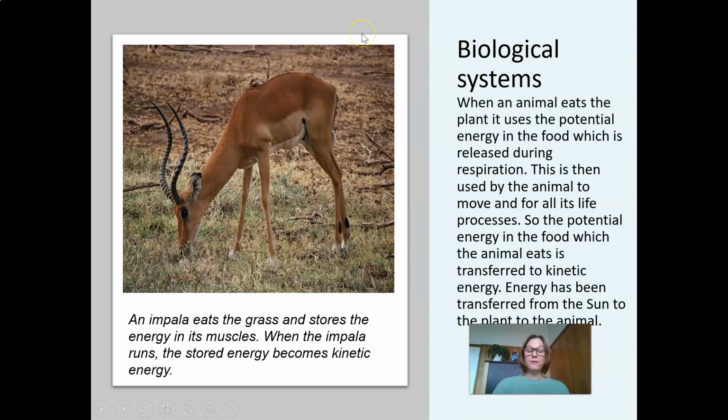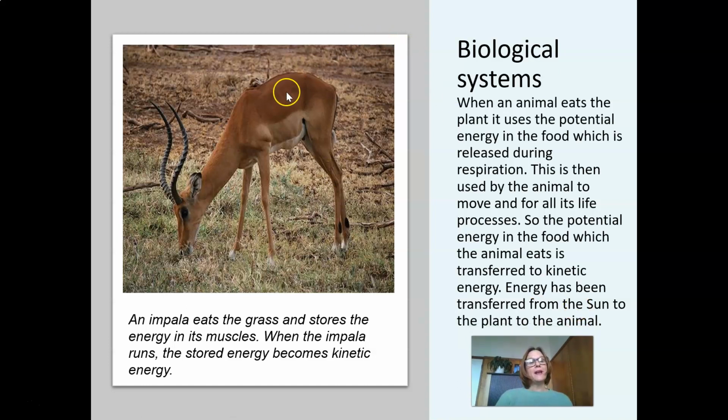Another example of a system is a biological system, and this is exactly how you work, grade 7s. So when an animal eats the plant, it uses the potential energy in the food which is released during the process of respiration. This is then used by the animal to move and for all of its processes. Remember its life processes, the 7 life processes go way back to Mrs. Nerg, okay?